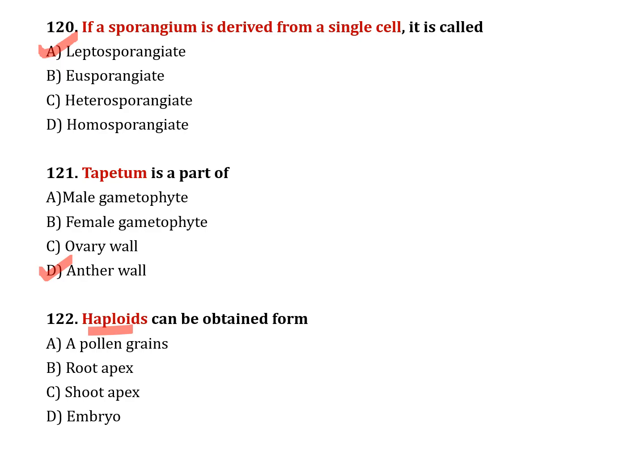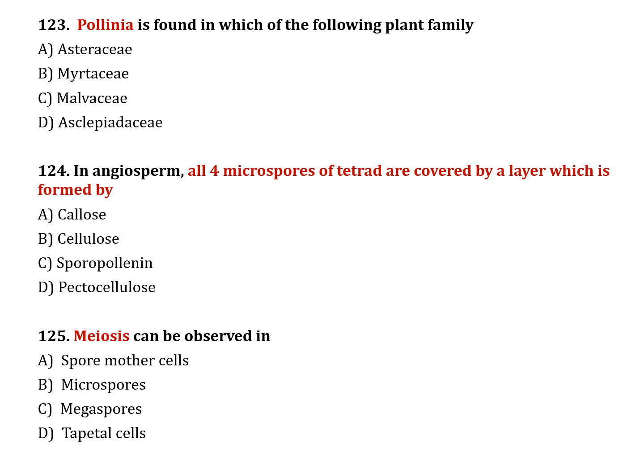The next question, number 122. Haploids can be obtained from option A pollen grain, option B root apex, option C shoot apex, option D embryo. Correct answer is option A, pollen grains. The next question, number 123. Pollinia is found in which of the following plant families? Option A Asteraceae, option B Myristicaceae, option C Malvaceae, option D Asclepiadaceae. Correct answer is option D, Asclepiadaceae. Example is Calotropis.